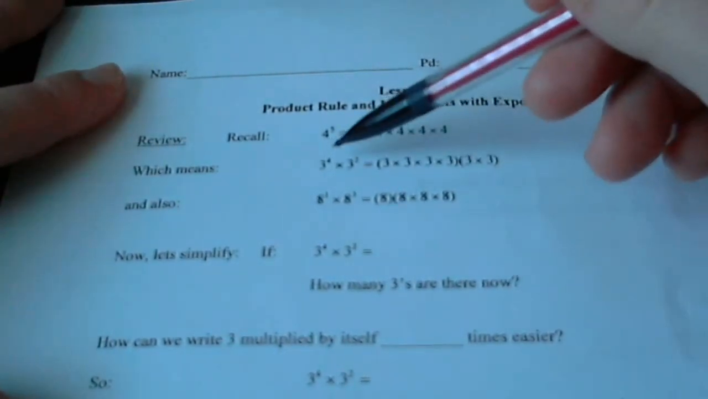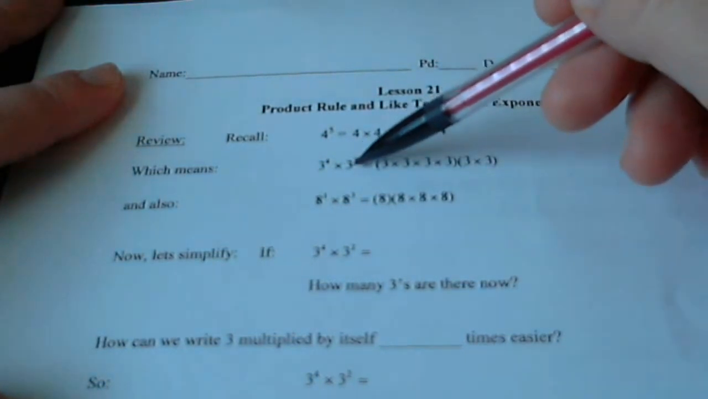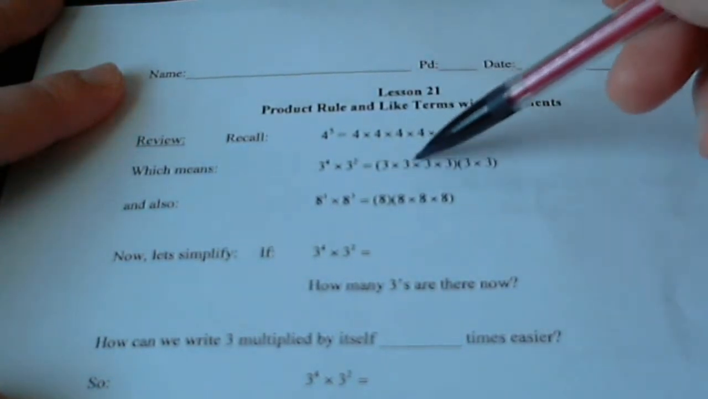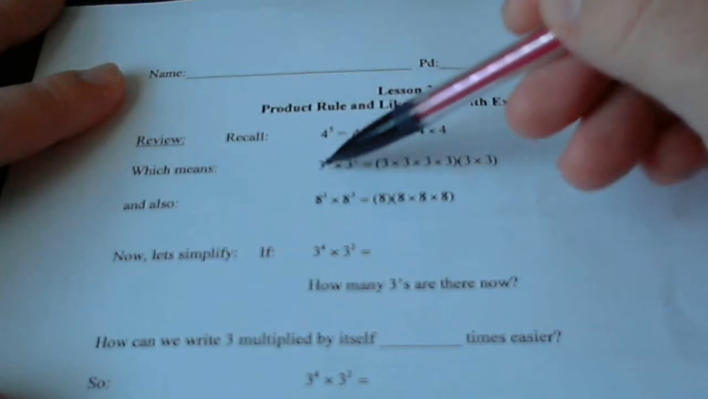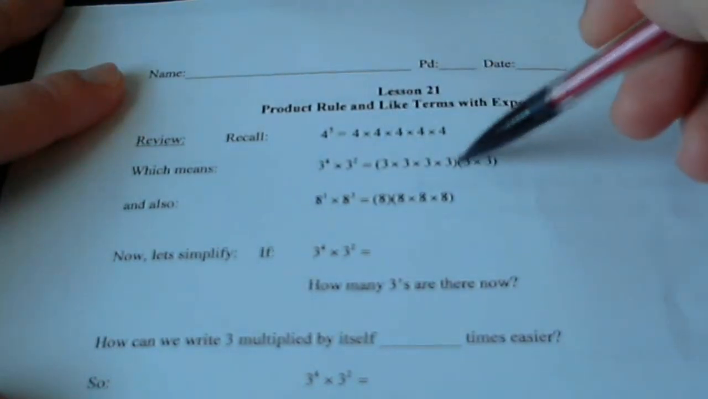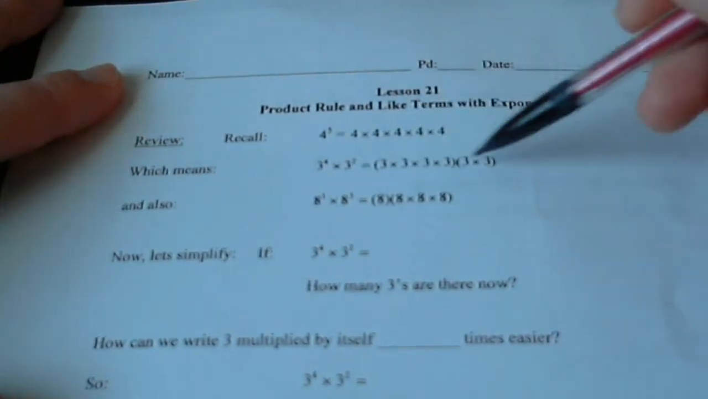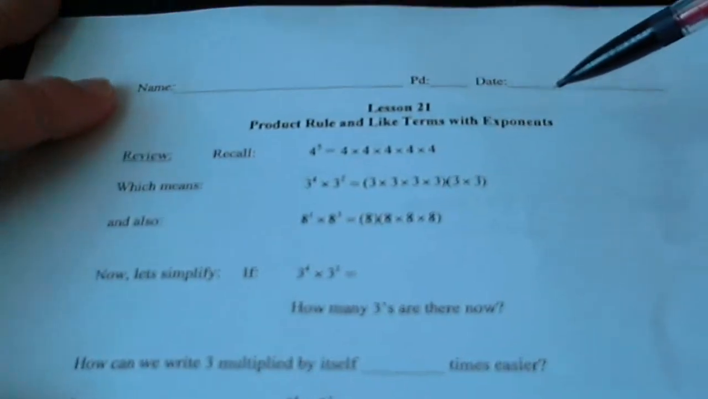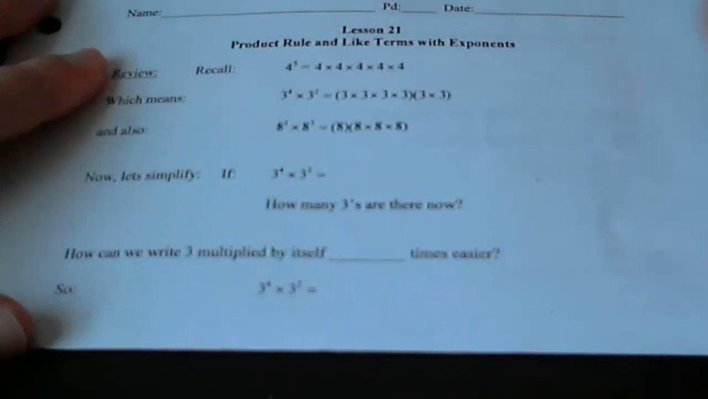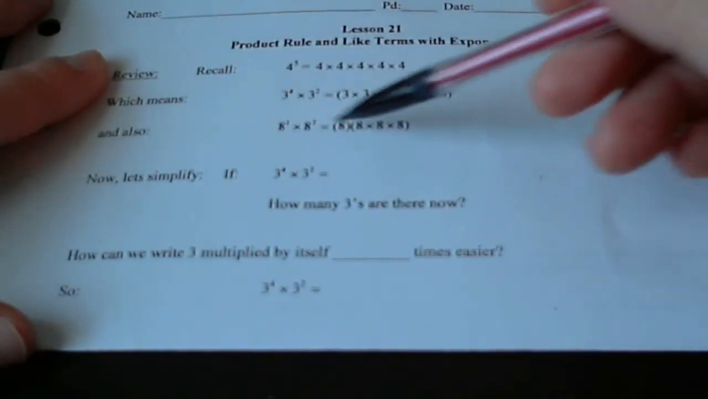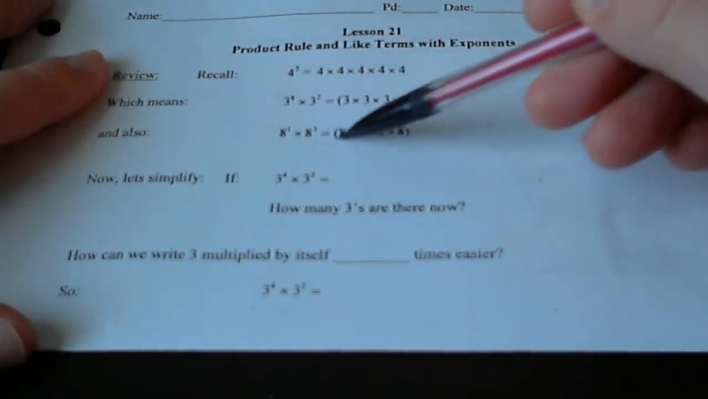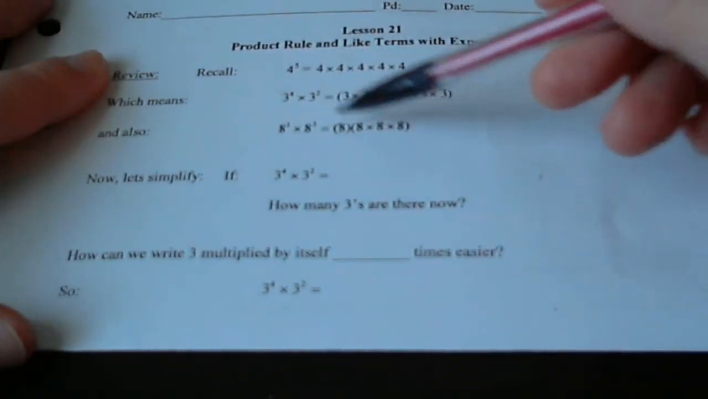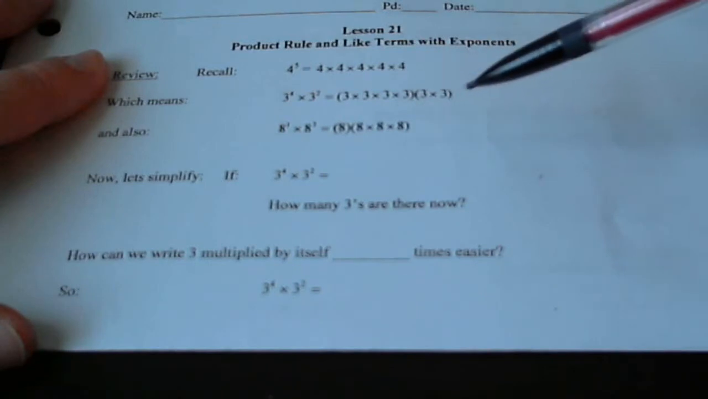That also means that if you take 3 to the 4th and multiply it times 3 to the 2nd, you have 3 times 3 times 3, 4 times, times 3 times itself twice. Okay? That also means if you have 8 to the 1st times 8 to the 3rd, you have 8 times itself once, times 8 times itself 1, 2, 3 times.